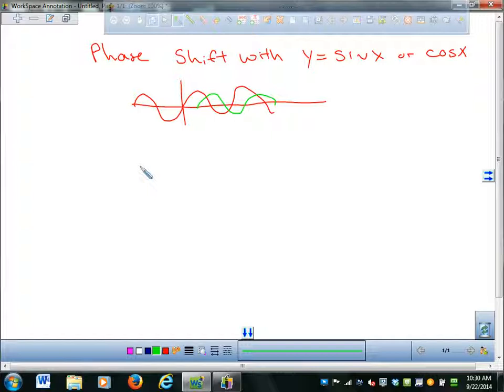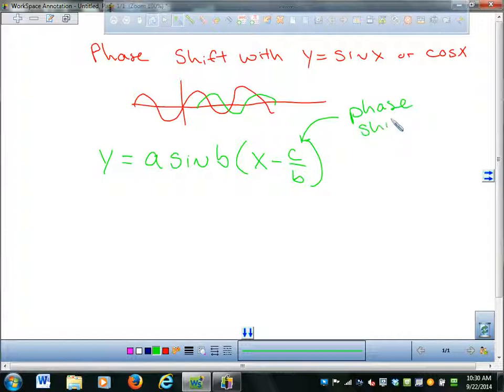explain to you. So if we have, I'm going to just use sine functions. So if I have y equals a sine of b, x minus c over b, okay? This thing here is called the phase shift. Just the c over b. C over b is a phase shift.